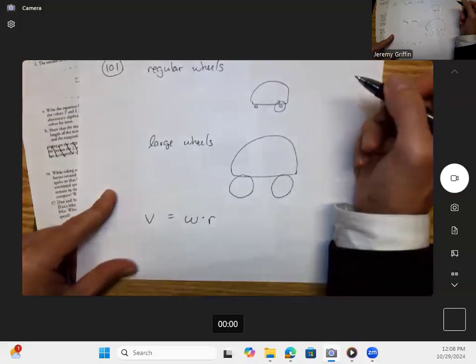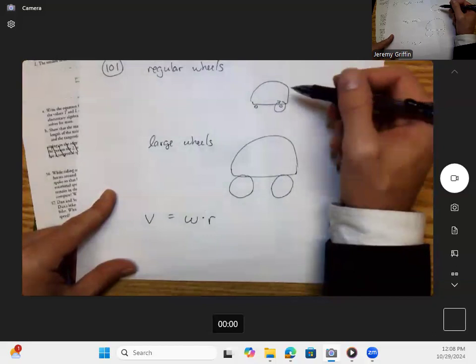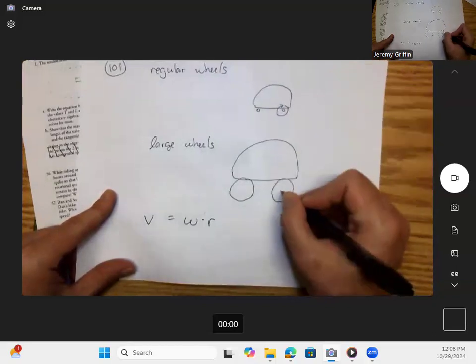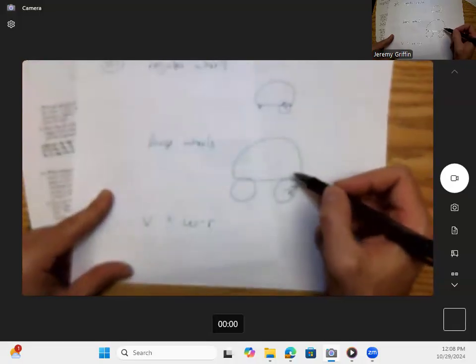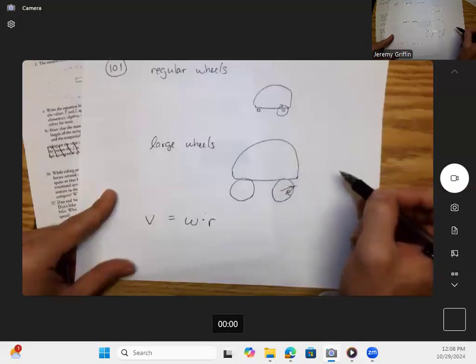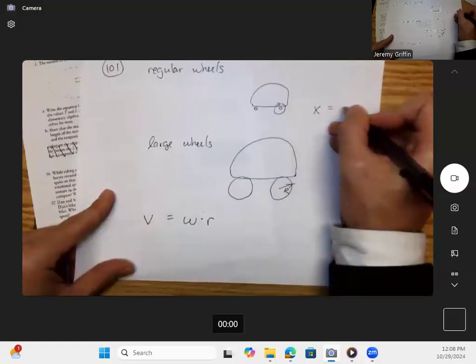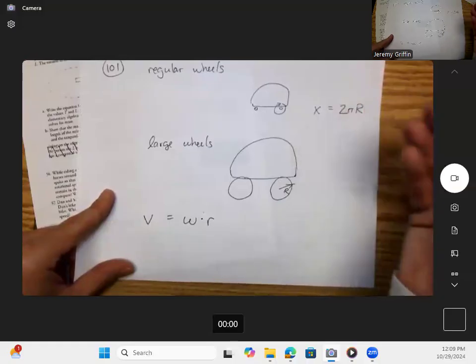There's one complete rotation here. Guys, who can tell me how far the car has moved forward as a function of the radius of the wheel? That's a good challenge question right there. Guys, the wheel makes one complete rotation. How far forward did the car move? Two pi r, right? Would it be one circumference of the wheel?